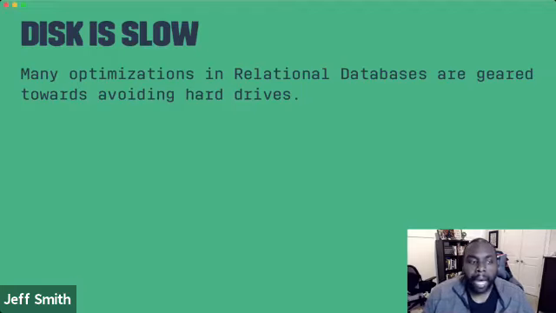Most of the optimizations, and a lot of stuff we're going to talk about, is really to deal with the fact that disk is slow, and we want to avoid going to disk as much as possible with a relational database. But you say, Jeff, how slow is slow? Well, here's the deal. When we're talking about nanoseconds, it's really difficult to comprehend the difference in speeds because it's so fast to us.